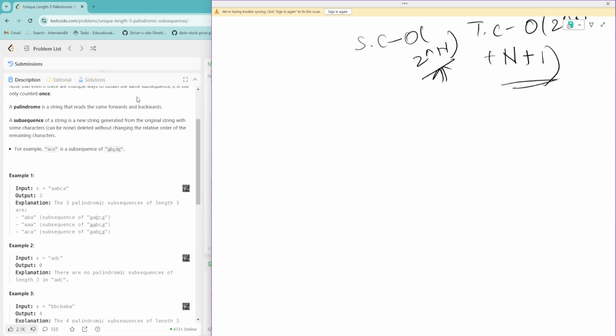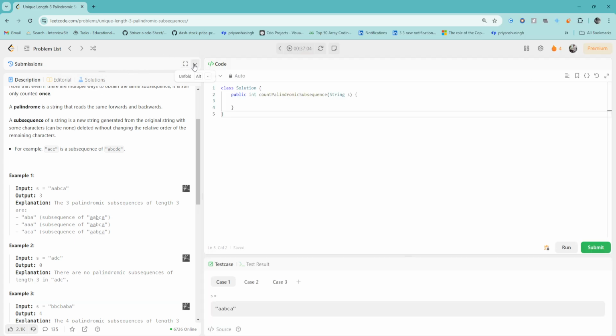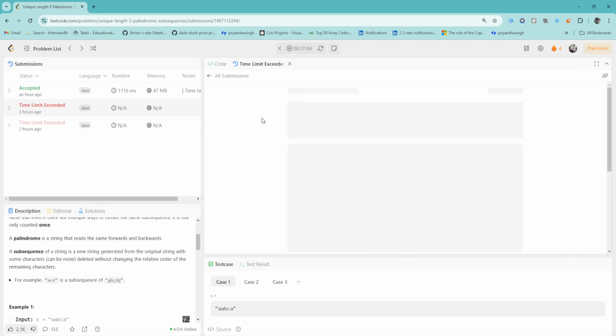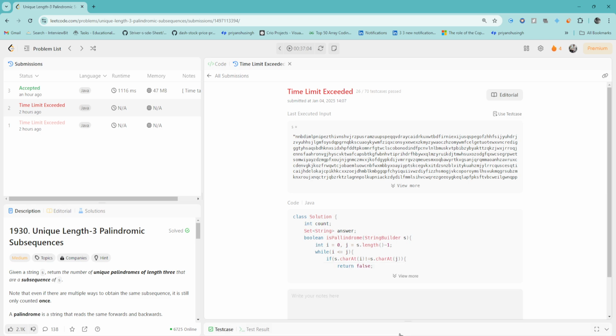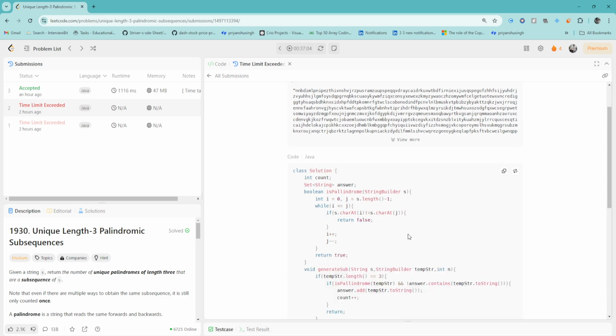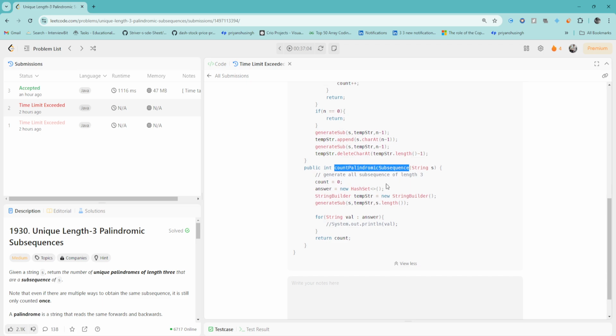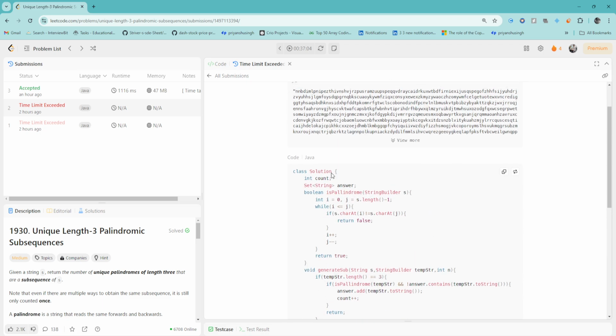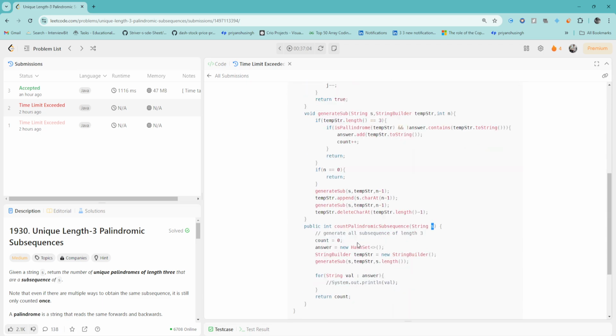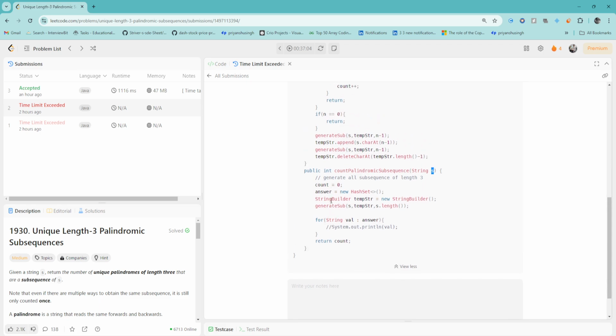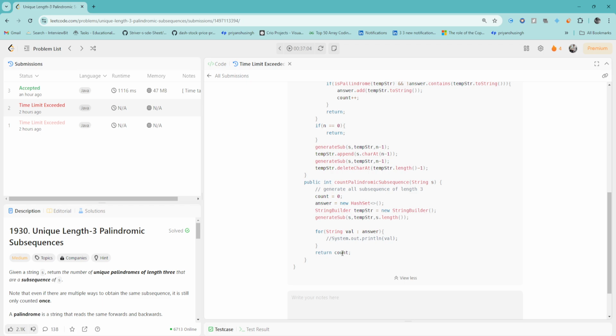Now, let's look at its code. Okay, so this is our main function from which our code will be executed. The function countPalindromicSubsequence will be passed the parameter as a string. So I have initialized two variables. We don't really need to initialize the variable, but okay, we just need to return the size of the answer.